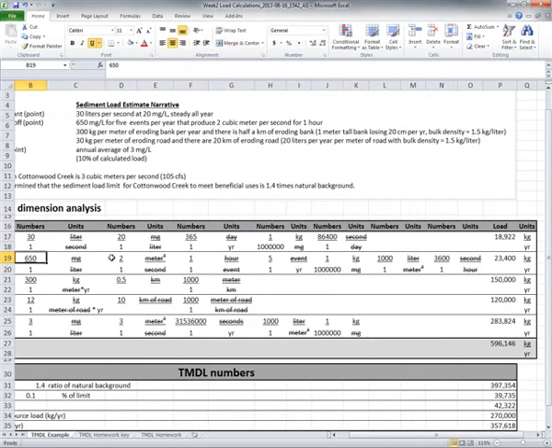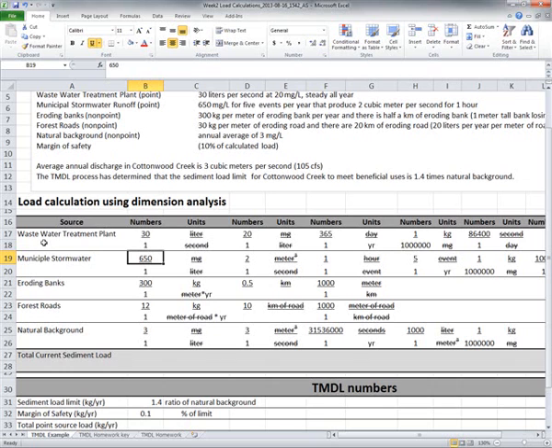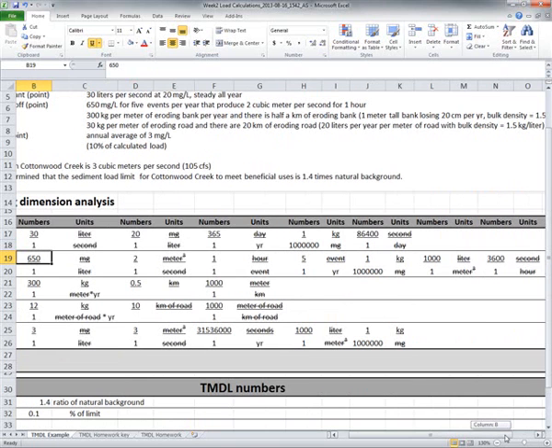I've got a slightly different situation for the municipal stormwater runoff, because we said that we had 650 milligrams per liter and 2 cubic meters per second, but that's only produced for 1 hour per event and 5 events per year. So I've already done the strike through here and canceled out my units, and again over here I've added in the necessary conversions to get me to what I want. I was in milligrams and I wanted to get to kilograms, so I had milligrams on top, so I put it on the bottom, kilograms on top, 1 kilogram per million milligrams.